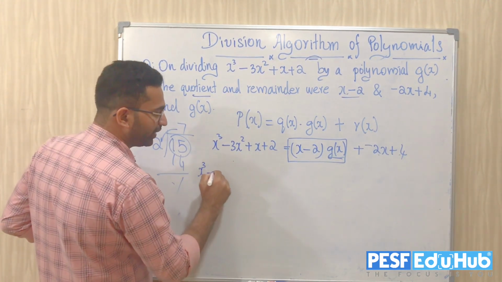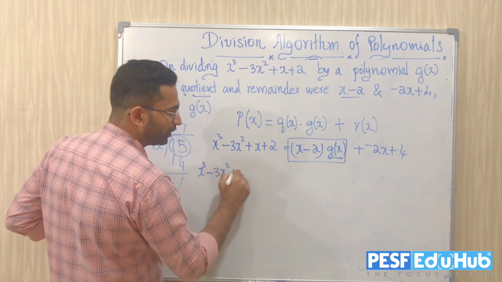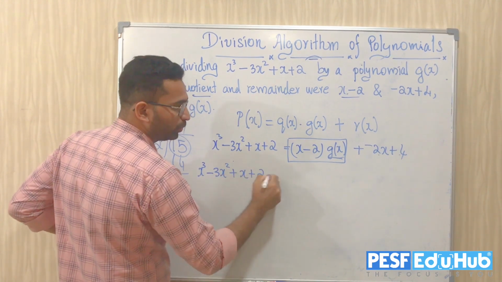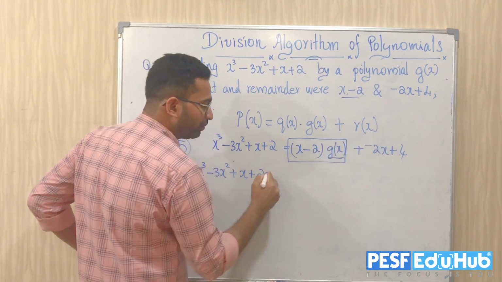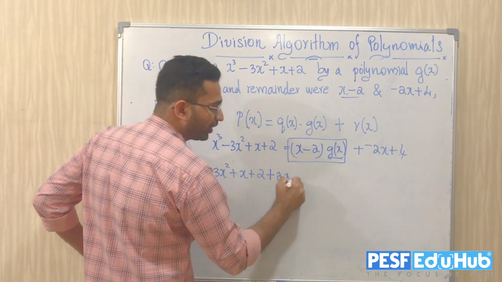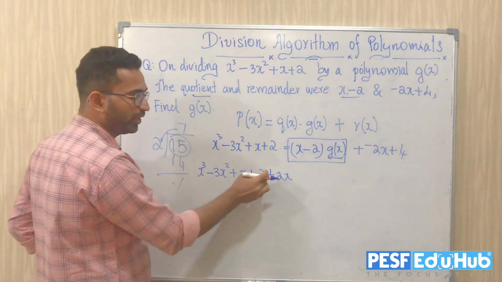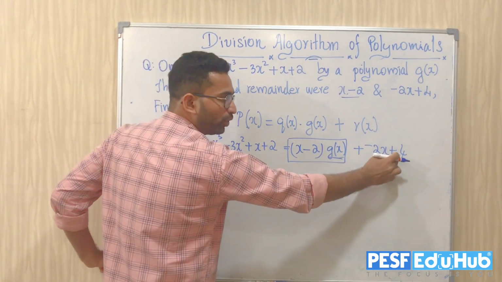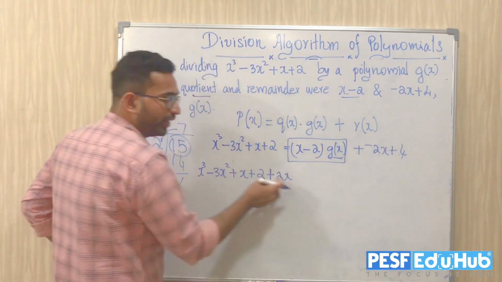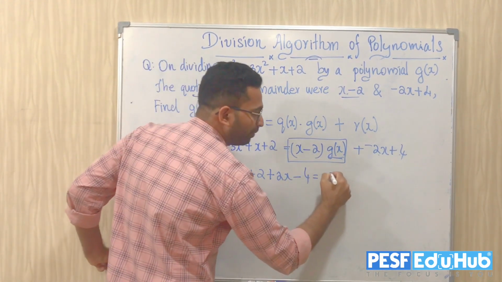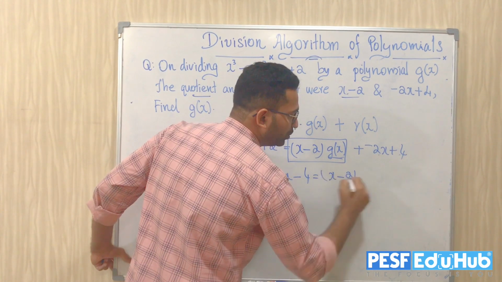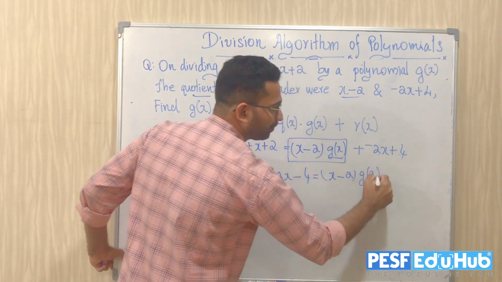There is something already in the left hand side. I am writing as it is x cube minus 3x square plus x plus 2. So minus 2x I am taking here, and this minus becomes plus 2x, because it becomes addition. There is a plus 4 here. When we take it to the other side, it becomes subtraction. So I am writing x minus 2 into g of x as it is.